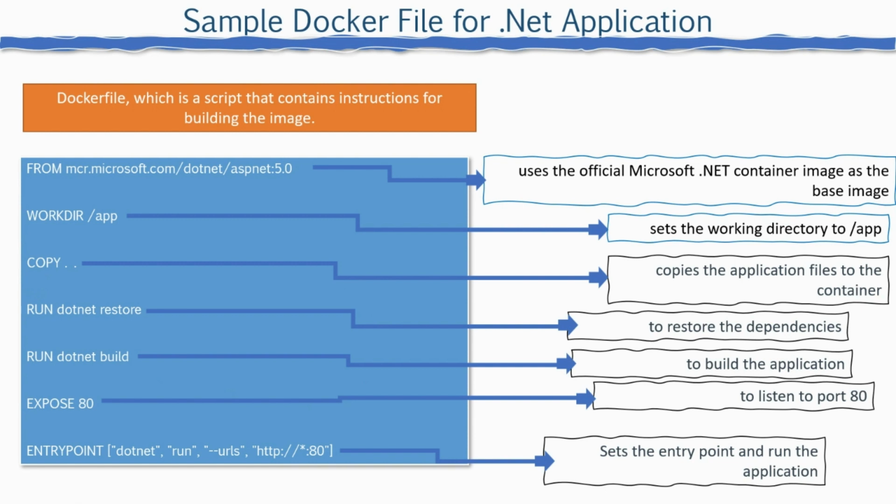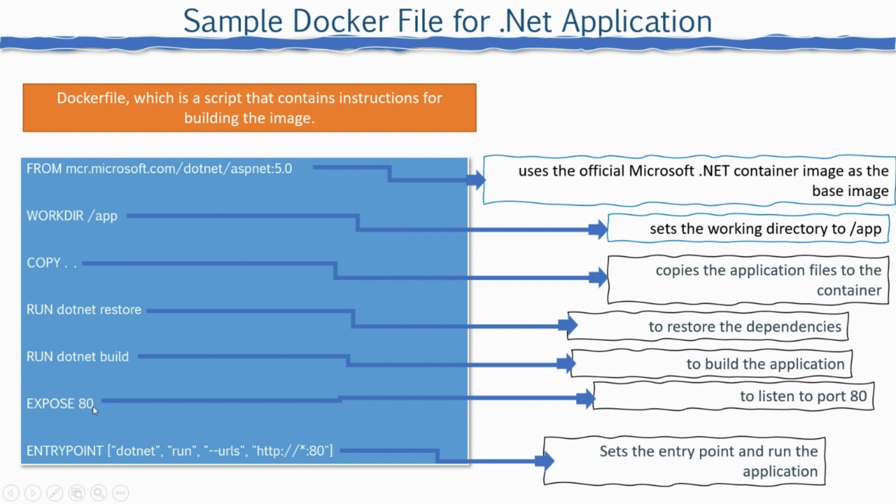It just copies the application files to the container. Next is the run instruction. It's a command to restore .NET dependencies and build the application in release mode. Next, we have run dotnet build. This is for building an application.